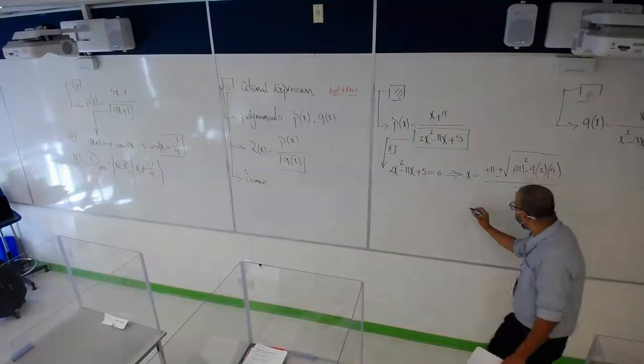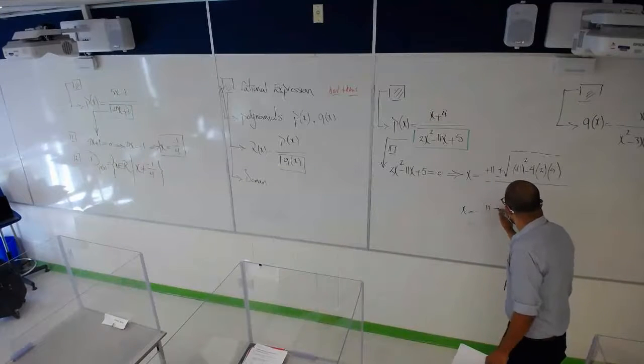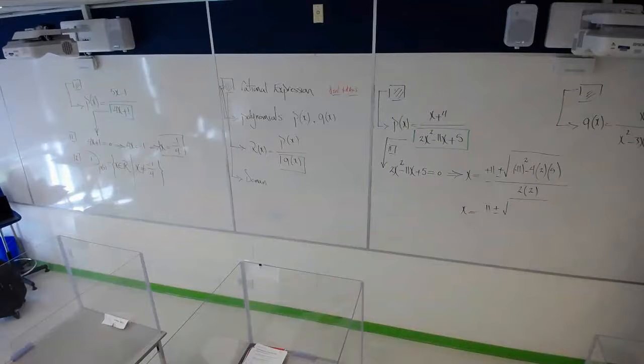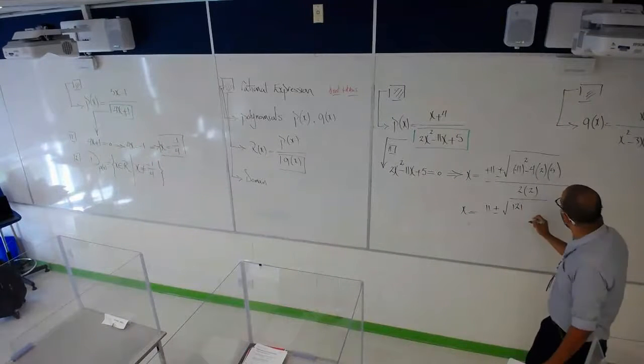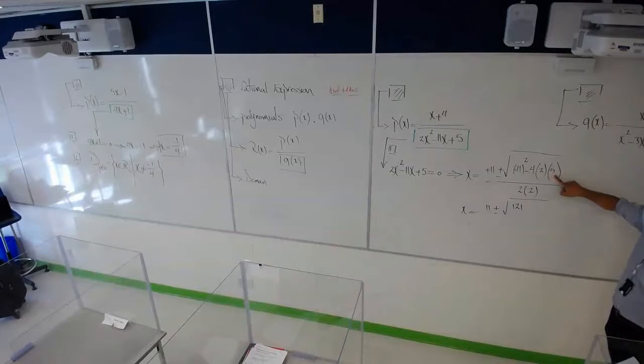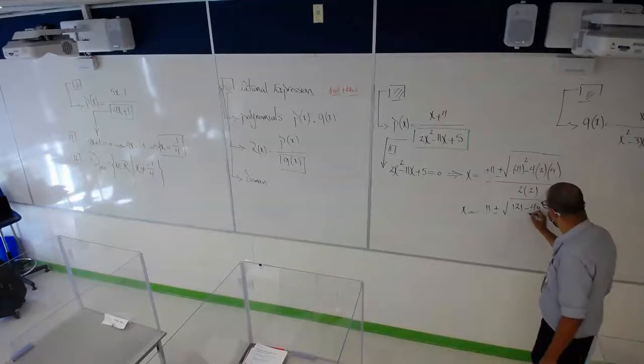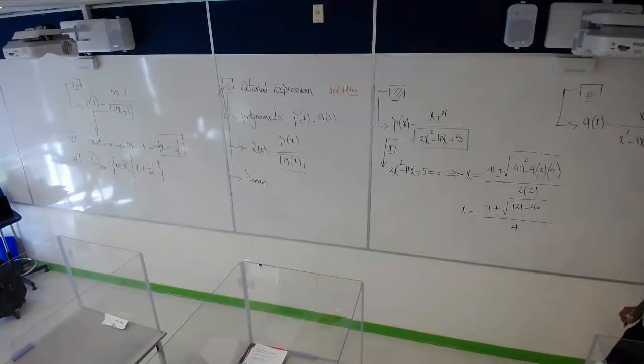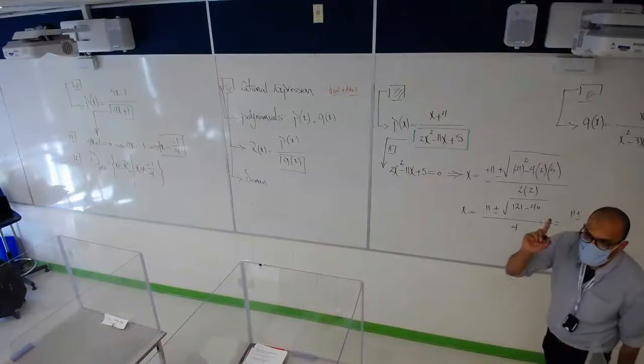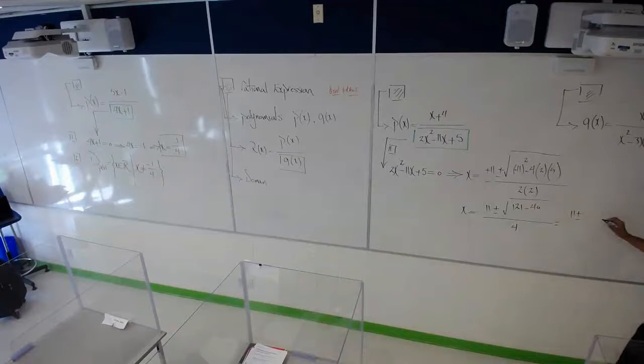Now, what is going to be x? x is going to be 11 plus or minus the square root of 11 to the power 2, 121, minus 4 times 2, 8, times 5, 40, divided by 4. Then you continue: 11 plus or minus the square root of 121 minus 40, 81, divided by 4. Very good, Trevor. How much is the square root of 81? 9. Then 11 plus or minus 9 divided by 4.